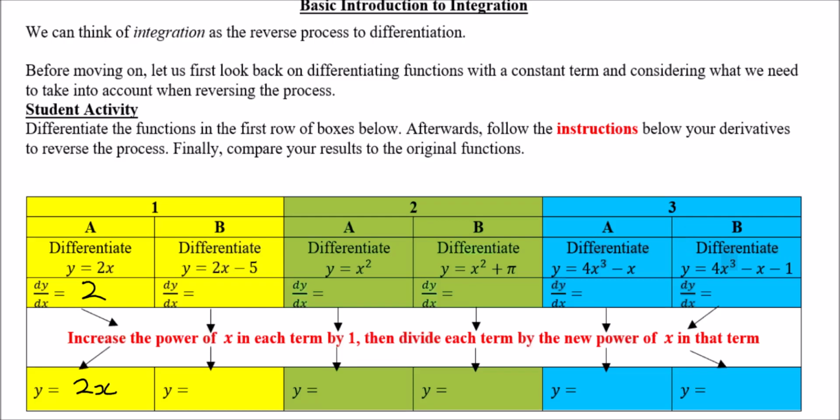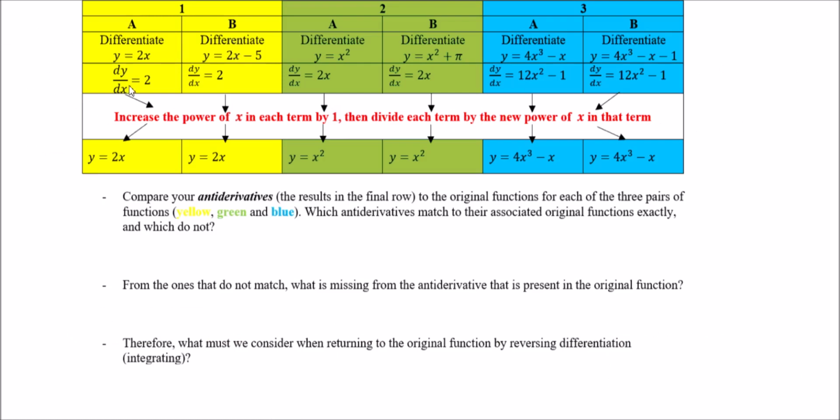And let's have a look at what you should have got. Okay, so the yellow ones should have both differentiated to 2. However, when you integrate them back, you should get 2x each time. So this one matches the original function. 1b doesn't. For the green ones, the first one, 2a, matches, x squared and x squared. The second one doesn't match. And the same again for the blue. 4x cubed minus x is the same function, whereas down here we've missed the minus 1.